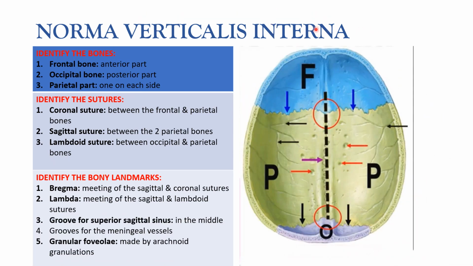Again, we'll look at the normal verticalis interna. Okay, so we've looked at the externa. Now we are looking at the interna. All right, again, so we'll identify the bones, we'll look at the sutures, and then we'll look at the landmarks.